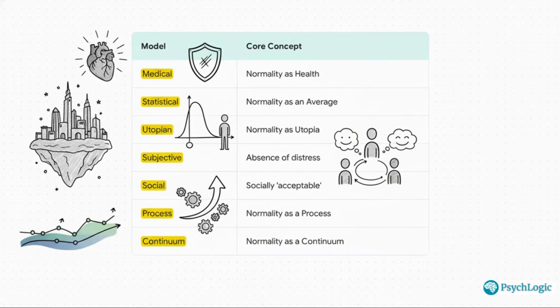You've got the medical model, which is pretty straightforward. If there's no disease, you're normal. Then there's the statistical model, which is all about the bell curve. What's most common is what's normal. But other models get a little more nuanced. The utopian model, for example, aims really high, saying normal is optimal functioning. The subjective model is much more personal. It's about whether you feel distressed. The big takeaway here is that psychiatrists don't just pick one. They kind of blend these ideas together to understand that normal isn't some fixed point, but a really dynamic, multifaceted concept.